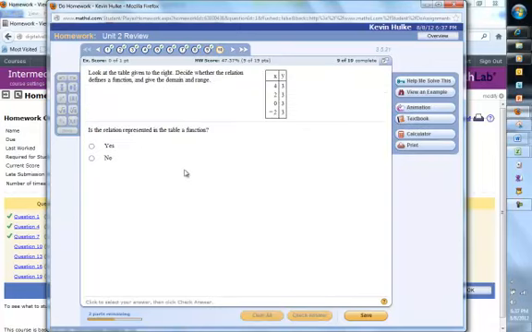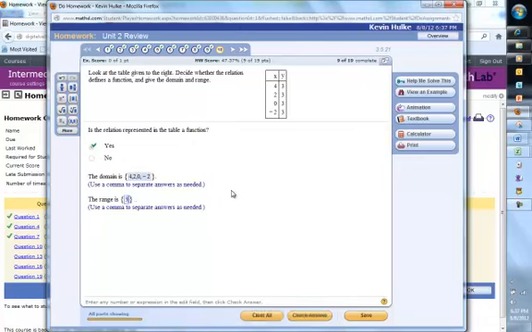Look at the table at the right, decide whether it is a function. Yes, it is, because for each question there's only one answer. The answer is always 3, but our domain is 4, 2, 0, and -2. And the range is always 3.